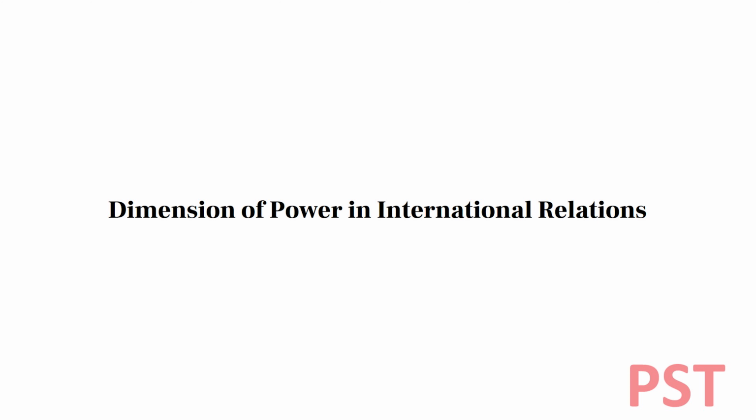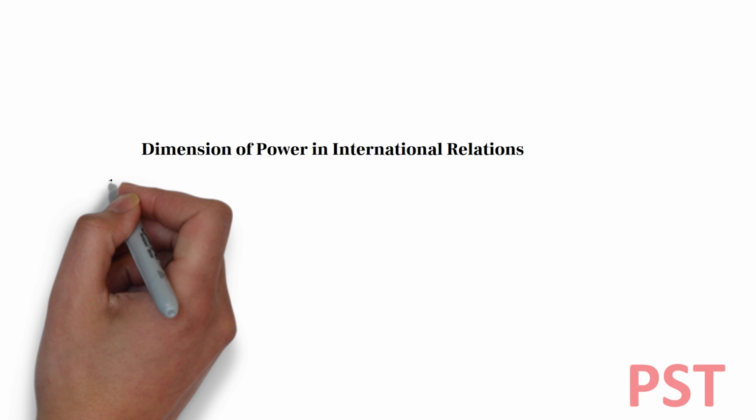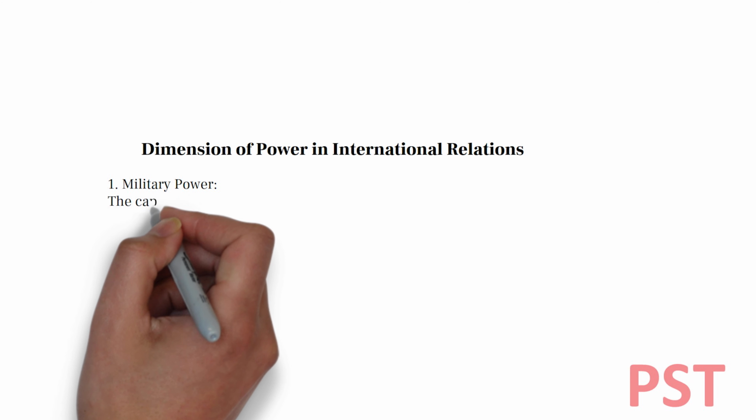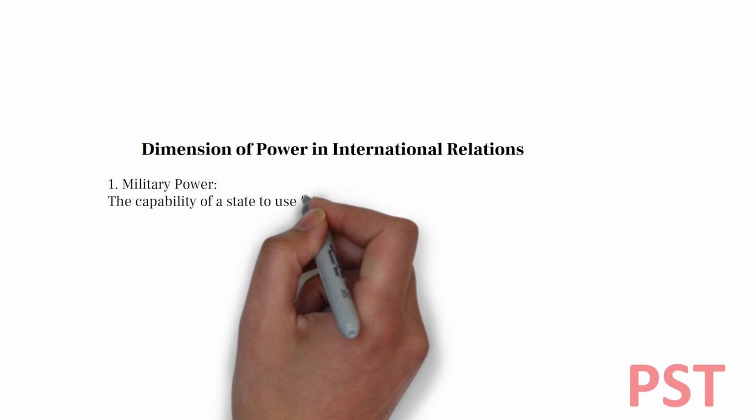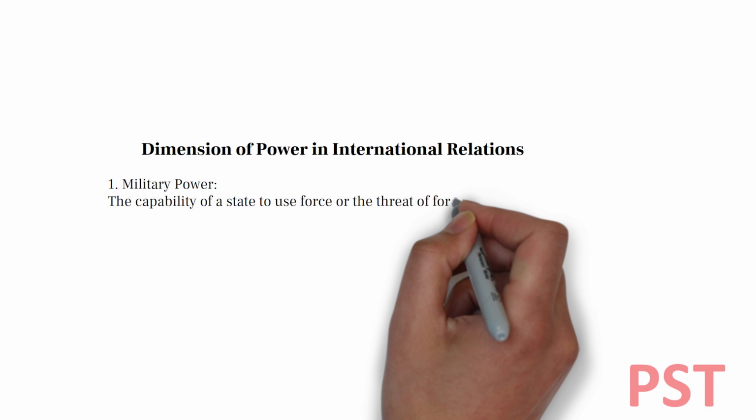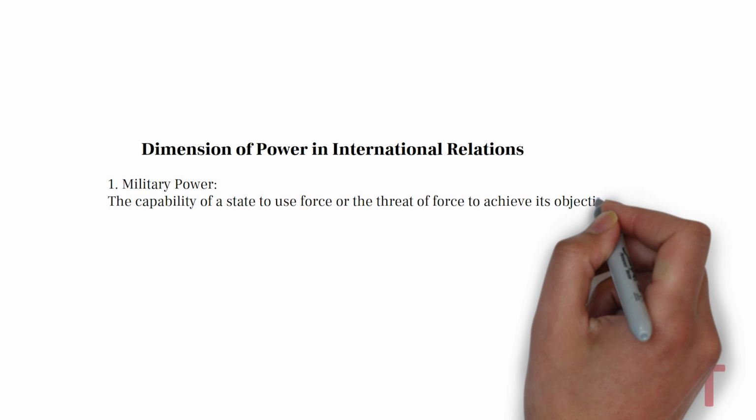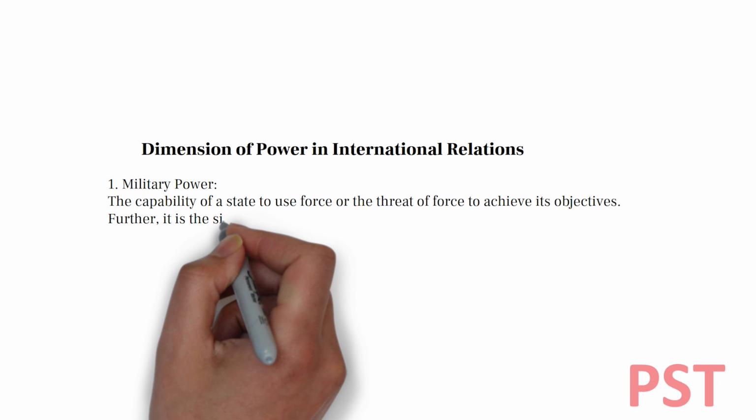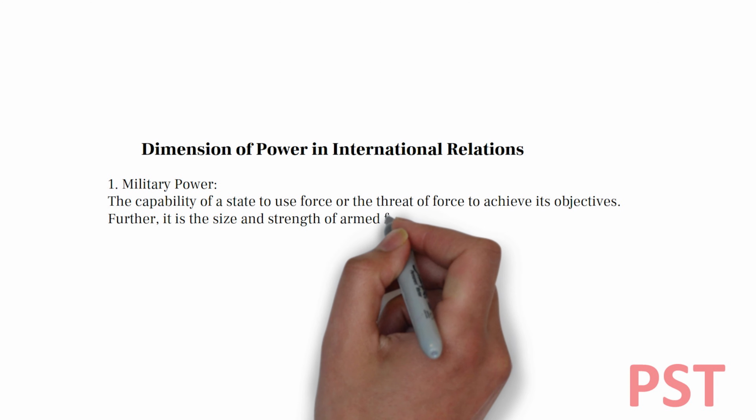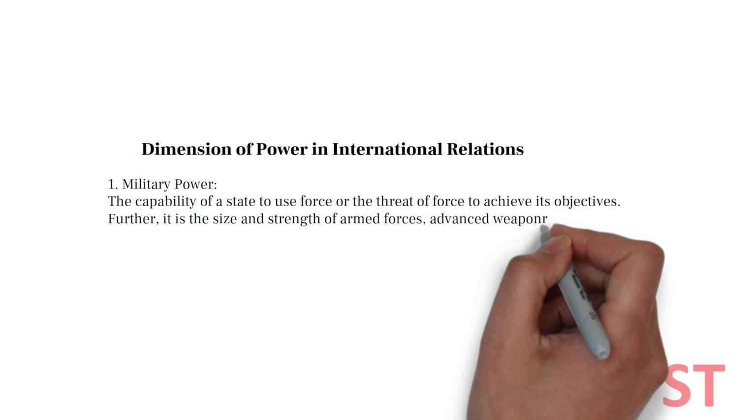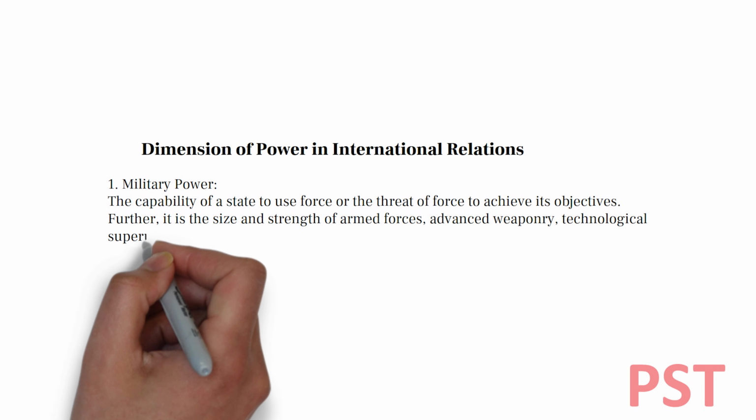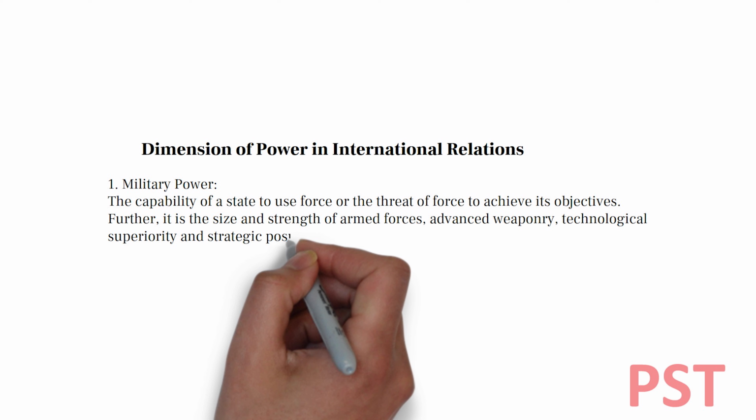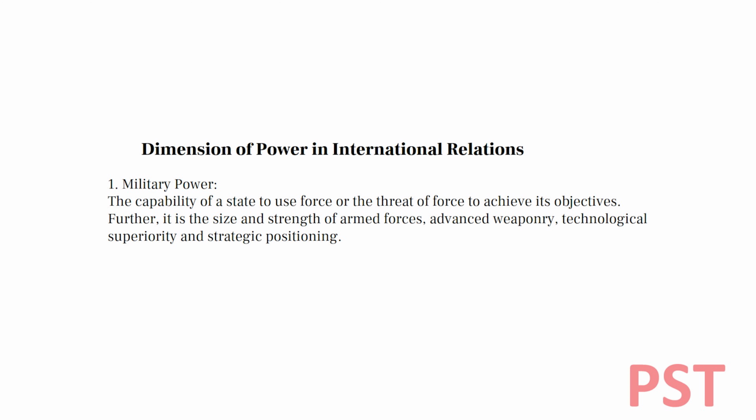So you have 5 different dimensions of power. First, we'll discuss military power. Military power is basically the capacity and the capability of a state to use force or the threat of force to achieve its objective. Further, it is also very important to understand that the size and strength of the armed forces, advanced weaponry, technological superiority, and strategic positioning are important if you need to achieve national objectives by using your military power.